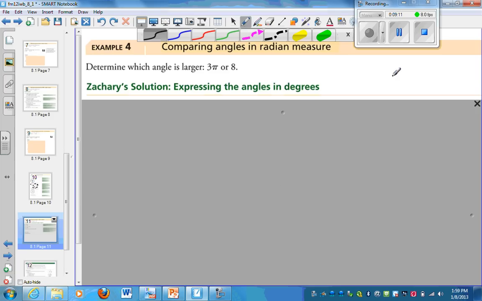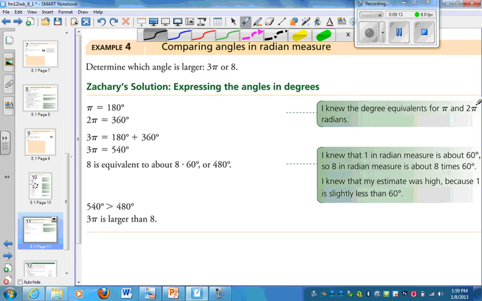Then Zachary actually went and expressed these in degrees. Well, 180 is pi, 2 pi is 360, 3 pi is 540. 8 is equal to 8 times 60, because remember we said 60 is about a radian. 8 times 60 is 480. So this was in fact bigger. Okay, so a couple different ways. So 1 radian is about 60 is what he used there.